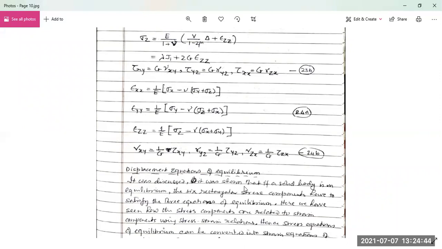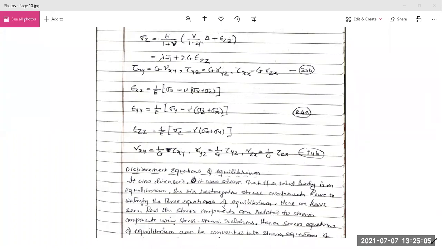We have already discussed the differential equation of equilibrium. It was like this: a solid body is in equilibrium. We have 6 rectangular stress components which have to satisfy the 3 equations of equilibrium.